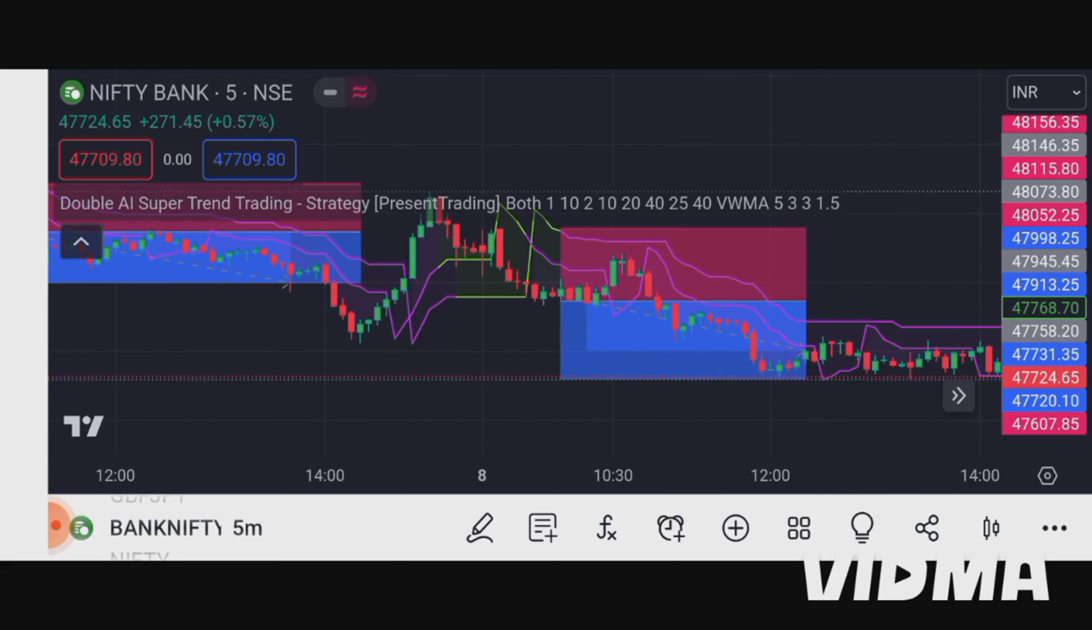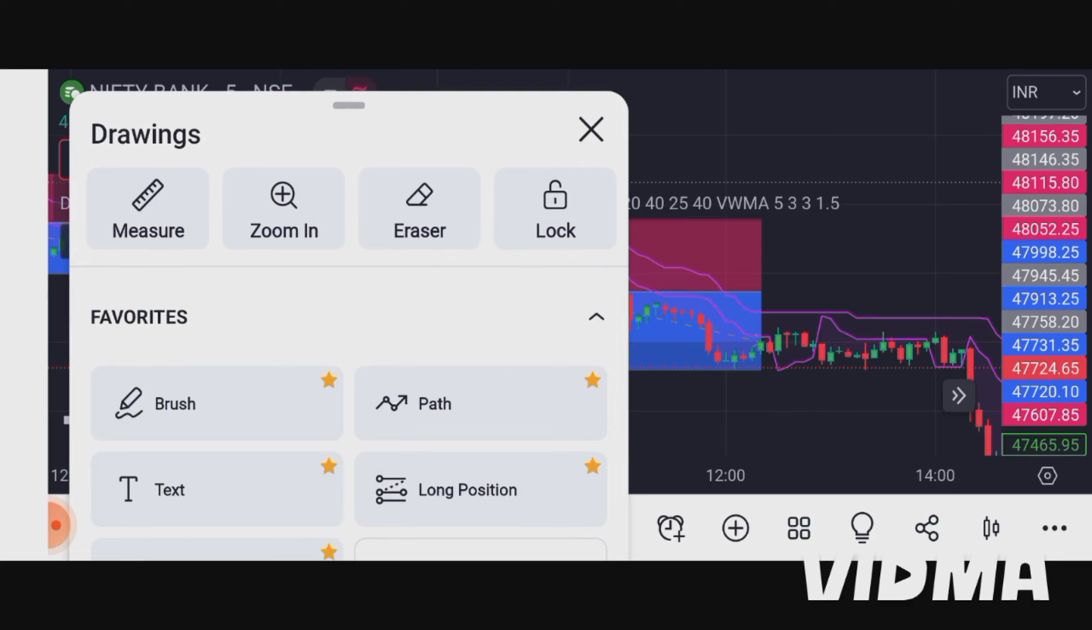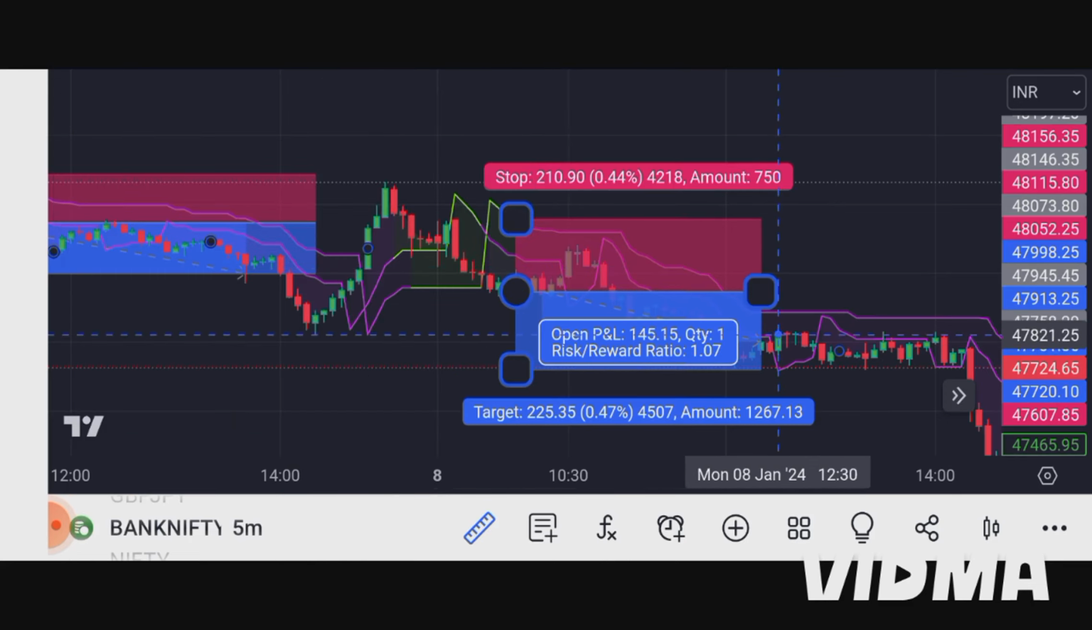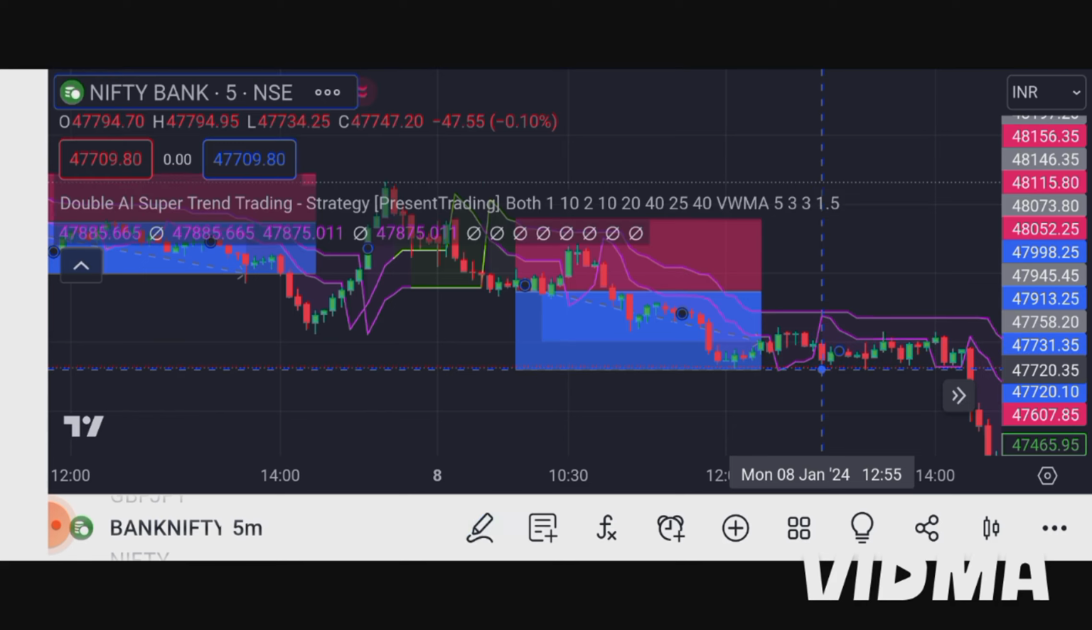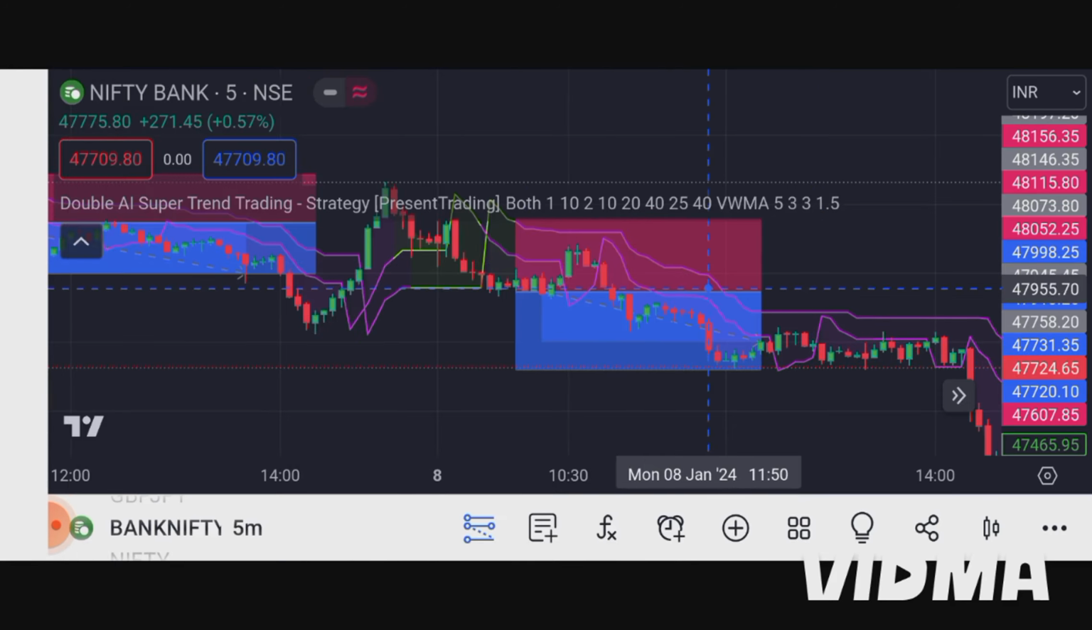Again, if the market comes between these lines, between the super trend lines, in this line, so we go for a sell trade again if prices come down again. So this is our one more sell entry below this candle.